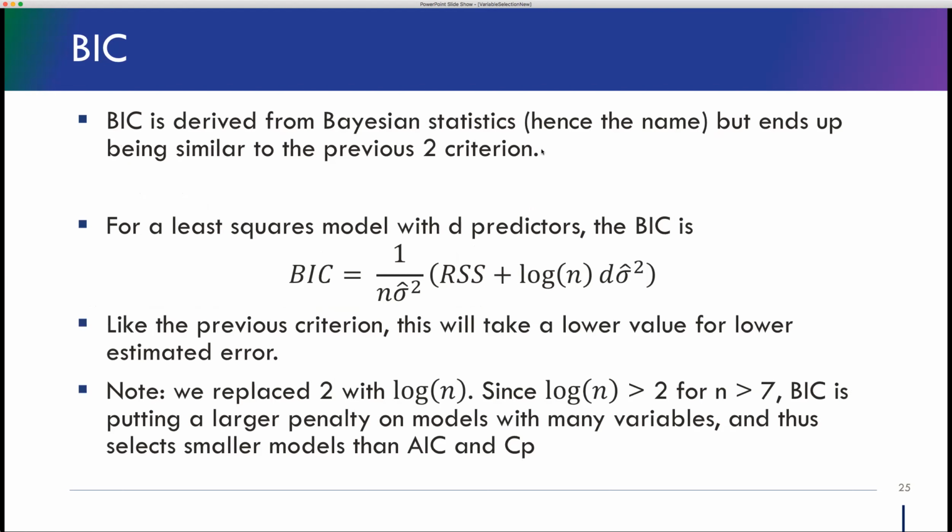Okay, this is AIC, and then let's look at BIC. So this BIC is derived from Bayesian statistics. And that's why it got the name Bayesian information criterion, but it ends up being very similar to the previous two criteria. Again, with the least squares model with D predictors, D is the number of predictors, and the BIC is defined as this. So you notice the constant 2 becomes log n.